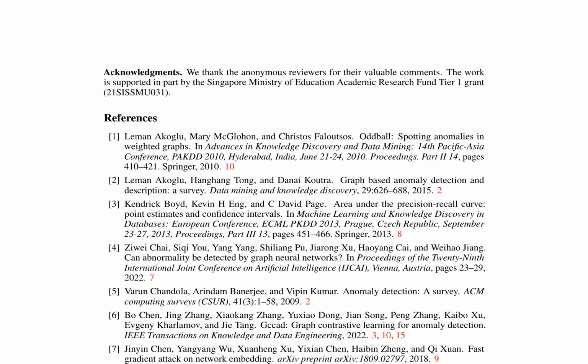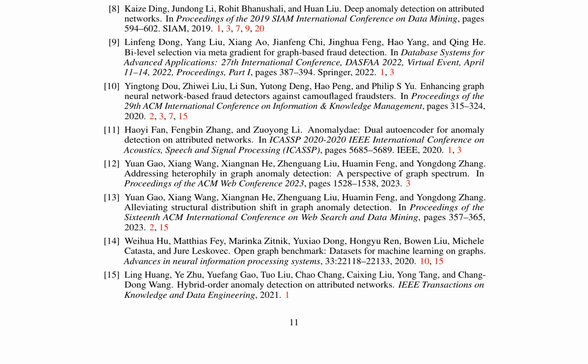GNNs are particularly effective for anomaly detection in graphs due to their ability to learn node representations that capture both local and global information. However, one major challenge is the concept of heterophily, where nodes with different attributes tend to connect with each other.